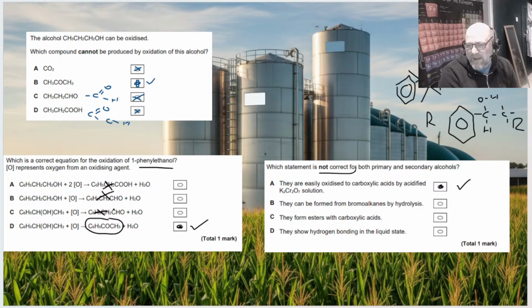Oh, I didn't spot that. That is a bad one if you missed that. Yeah, A is the not correct one, because they all show hydrogen bonding in the liquid state. They all form esters with carboxylic acid. So it's actually A. I don't know why I went through and crossed it out. I didn't read the question properly. It asked which one's not correct. Well, secondary alcohols can't become carboxylic acids, so A is definitely not correct.